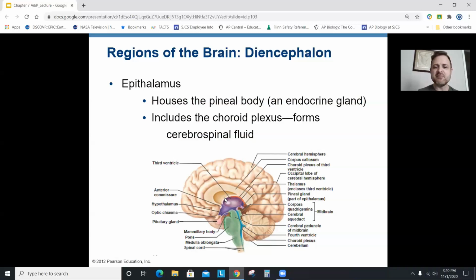So, I said a minute ago, there are 4 ventricles of your brain, those sort of cavities that produce cerebrospinal fluid. The epithalamus is the roof of the third ventricle. This structure also includes the choroid plexus, as I mentioned. Those are the things that produce the cerebrospinal fluid. All 4 ventricles have them. The epithalamus houses the one for the third ventricle.